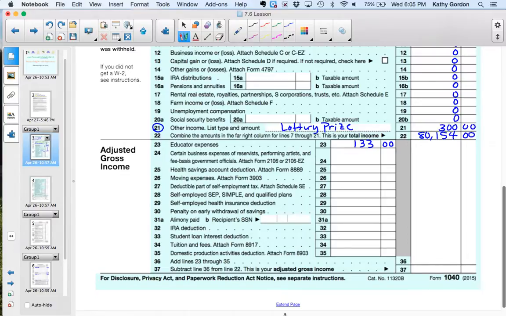We were also told that the O'Sullivans had some moving expenses, and so we have a line for moving expenses here on line 26. So our $3,009 is going to go right there. Any of the rest of these items that are listed, we have no information about, so we are assuming they're all going to be zeros.